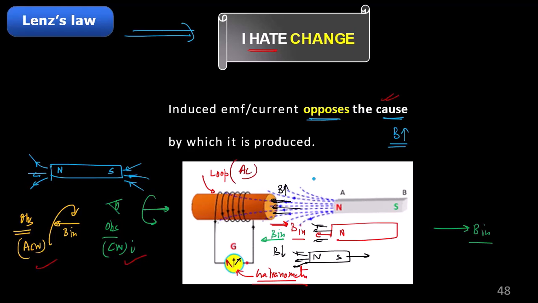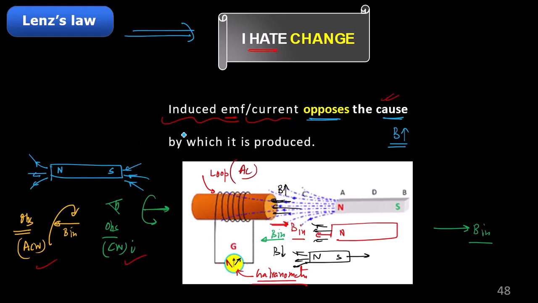So from the loop's perspective, the loop is seeing that the magnet is moving towards the loop. That means the loop is not accepting it. So in the other way, the loop tries to oppose that. For that opposing effect, it will produce an induced magnetic field, and that is later known as the induced EMF, electromotive force, or induced current. Okay, all are basically induced effects.